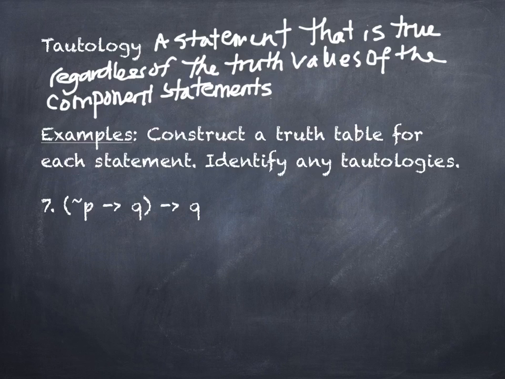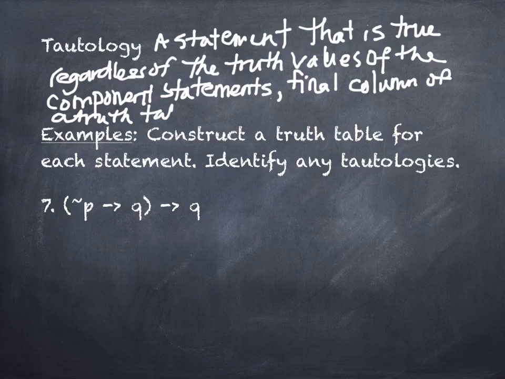And you can recognize this because you will have a truth table. The final column of a truth table has all T's. And we're going to construct a couple more truth tables in the last part of this section, and we're going to see if any of them are in fact tautologies.